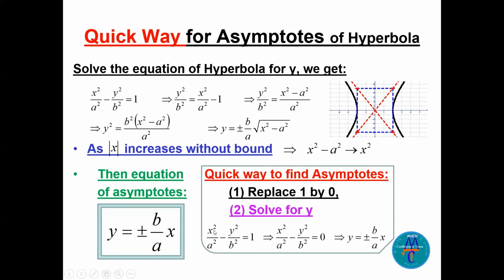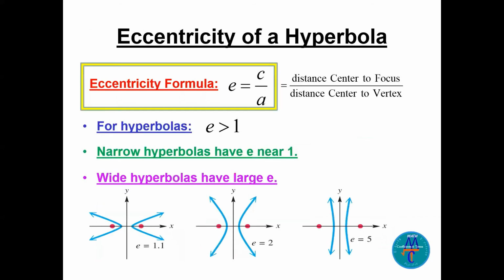So let's take an example here. x squared over a squared minus y squared over b squared is equal to 1. Replace 1 by 0, I just put 0, only to find the asymptotes. Solve for y, take this on the other side, multiply by b squared, take the square root, y will be plus or minus b over a x. So whatever hyperbola you have, you can find the asymptotes very quickly.